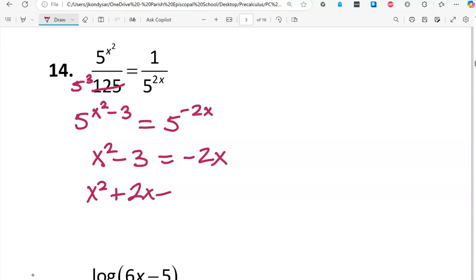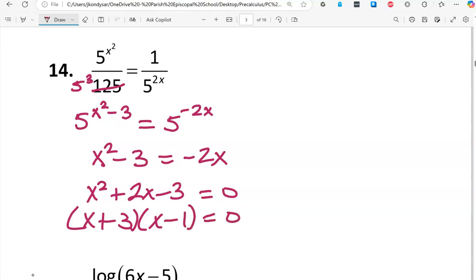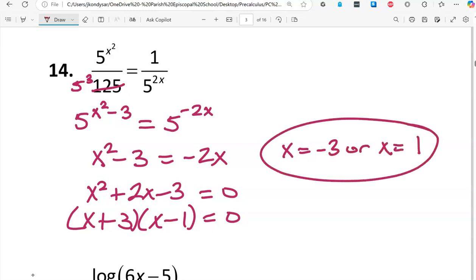Adding 2x to both sides and factoring. If we set each factor equal to 0, we're going to get x is equal to negative 3 or x is equal to positive 1.